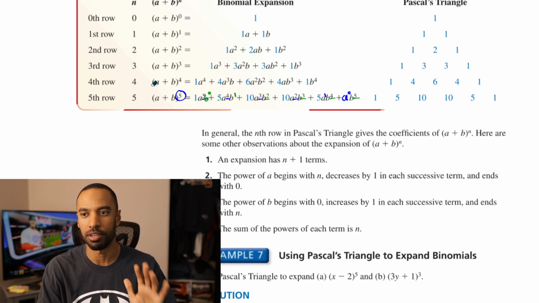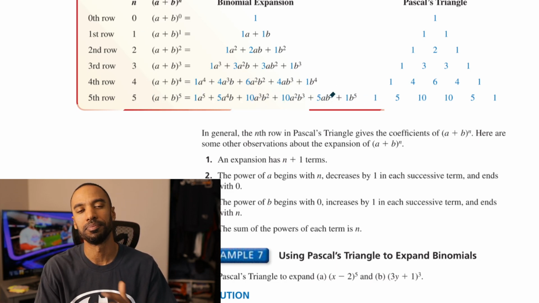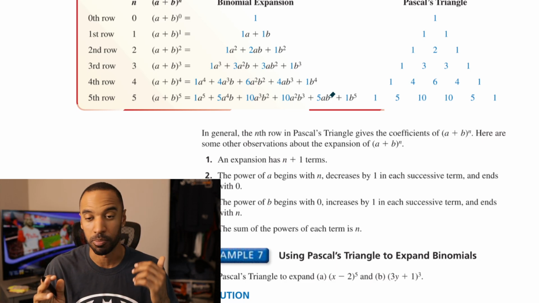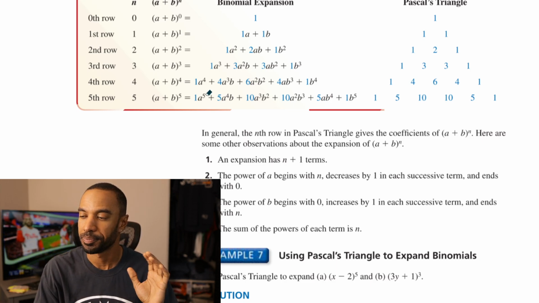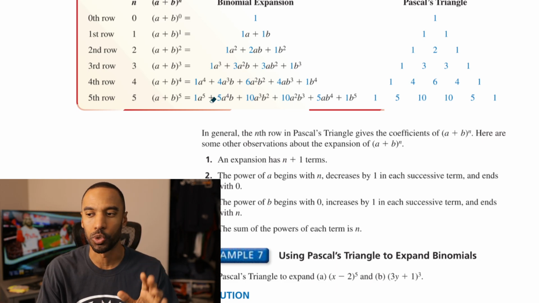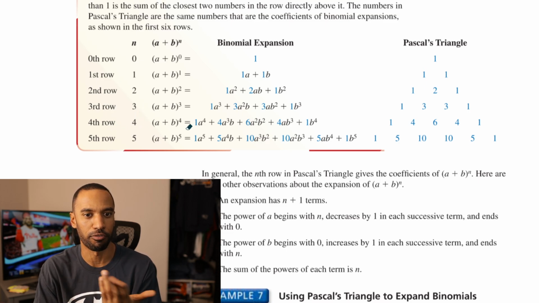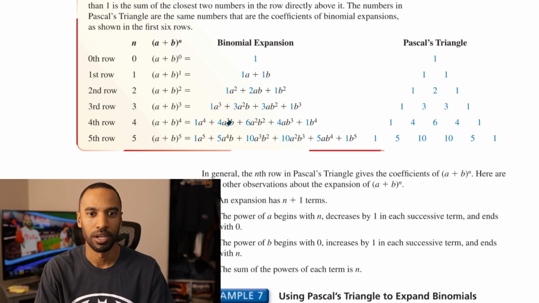They should all have degree 5 in the end, no matter which, well, not truly because b might not be a variable. But when you write it out, those exponents should always add to 5. I think that would be helpful. And same with 4. These should always add to 4. 4, 3 plus 1, 2 plus 2, 1 plus 3, and 4.